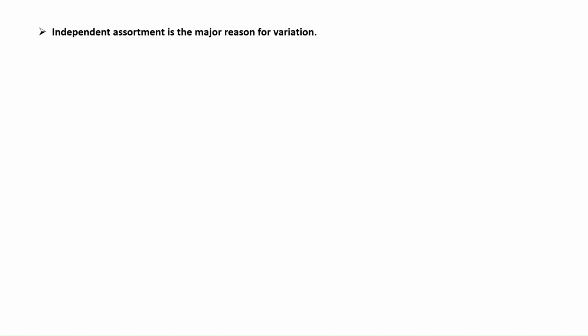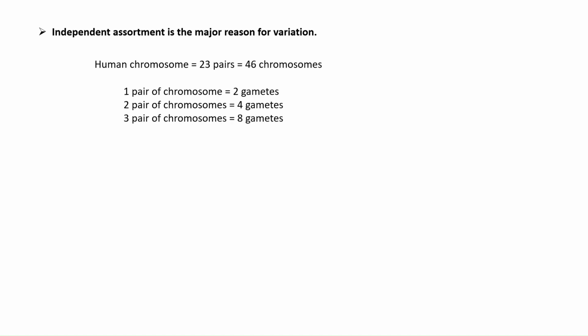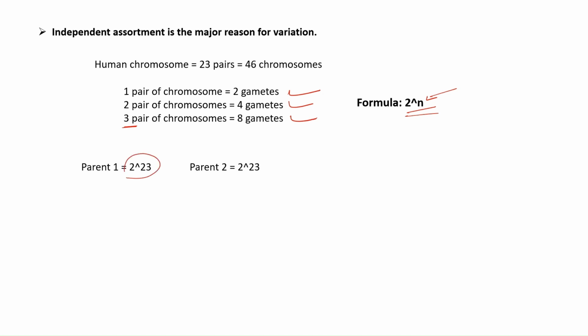Now, independent assortment is the main reason for variations. Why am I saying this? Human chromosomes, how many? 23 pairs. That means a total of 46 chromosomes are present. Now, for one pair of chromosomes, two gametes can form. For two pairs, four gametes can form. For three pairs, 8 different gametes can form. So that means the formula is 2 to the power n, where n is the number of pairs of chromosomes. For offspring, we need two parents. So from one parent, 2 to the power 23 different combinations or arrangements of gametes can be found. From the second parent also, this much combination or arrangement of gametes can be found.